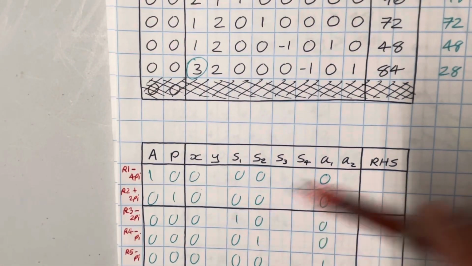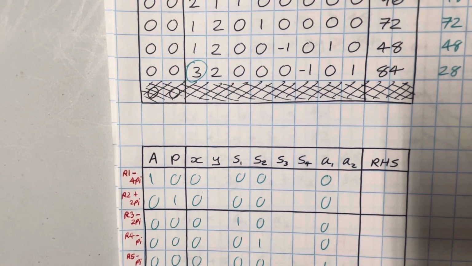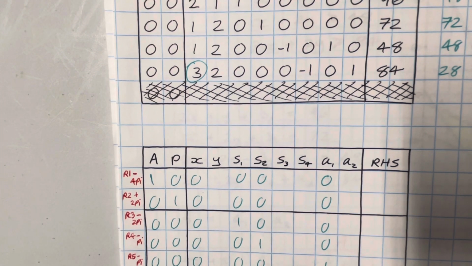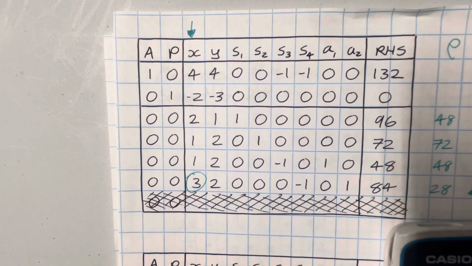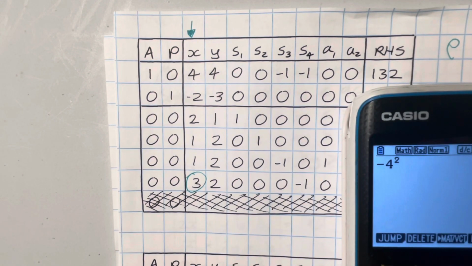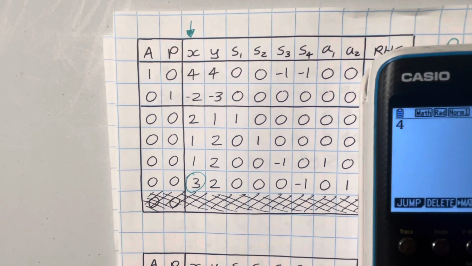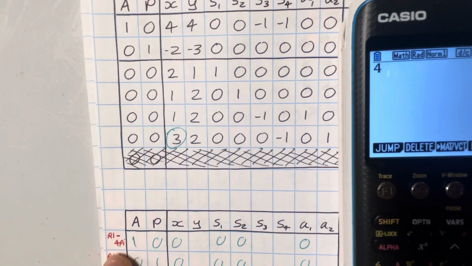to fill in the rest of these values on the Tableau. Okay, so I'm going to do the first column, then I'm just going to fill out the rest of the numbers. You've seen me do this so many times if you've seen my videos already. It is exactly the same process. So let's do the Y column. I'm going to start with the number 4 on my calculator, not 4 squared. Start with the number 4, and then we're going to subtract 4 times the pivot.